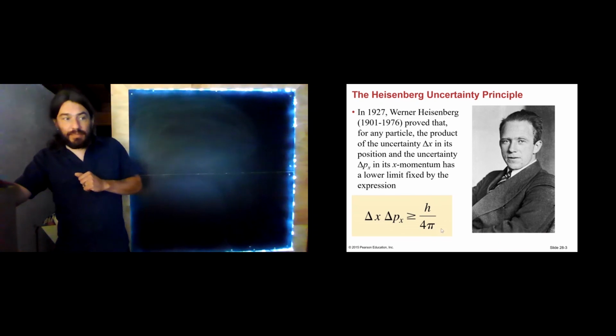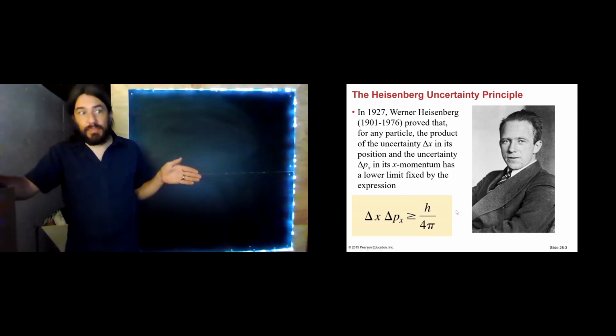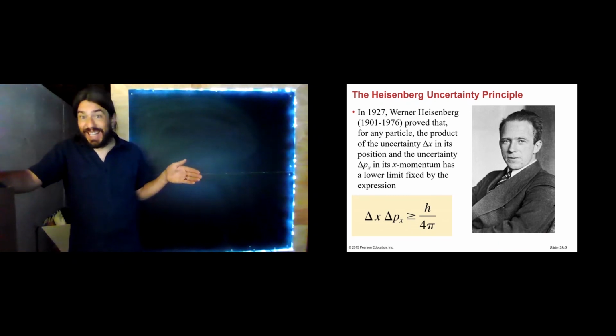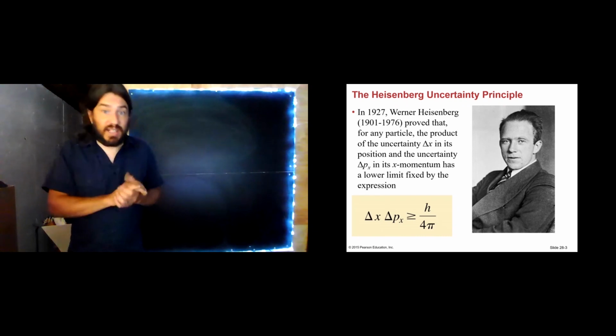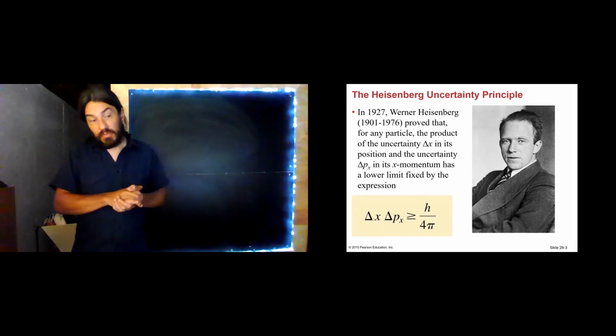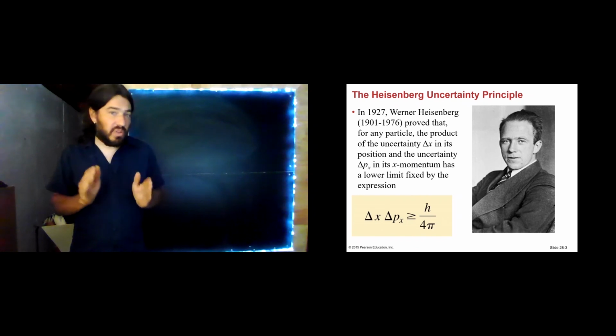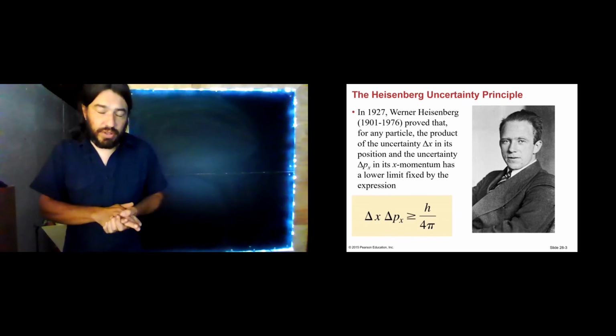This is a lower limit. And h is a very small number, right? 6.6 times 10 to the negative 34 joules times seconds. So it's a very small number. So for normal, everyday sized objects, we just never notice this. But for very small objects, this effect can be very significant. In fact, Heisenberg's uncertainty principle is putting a limit on how small manufacturers can make computer chips.